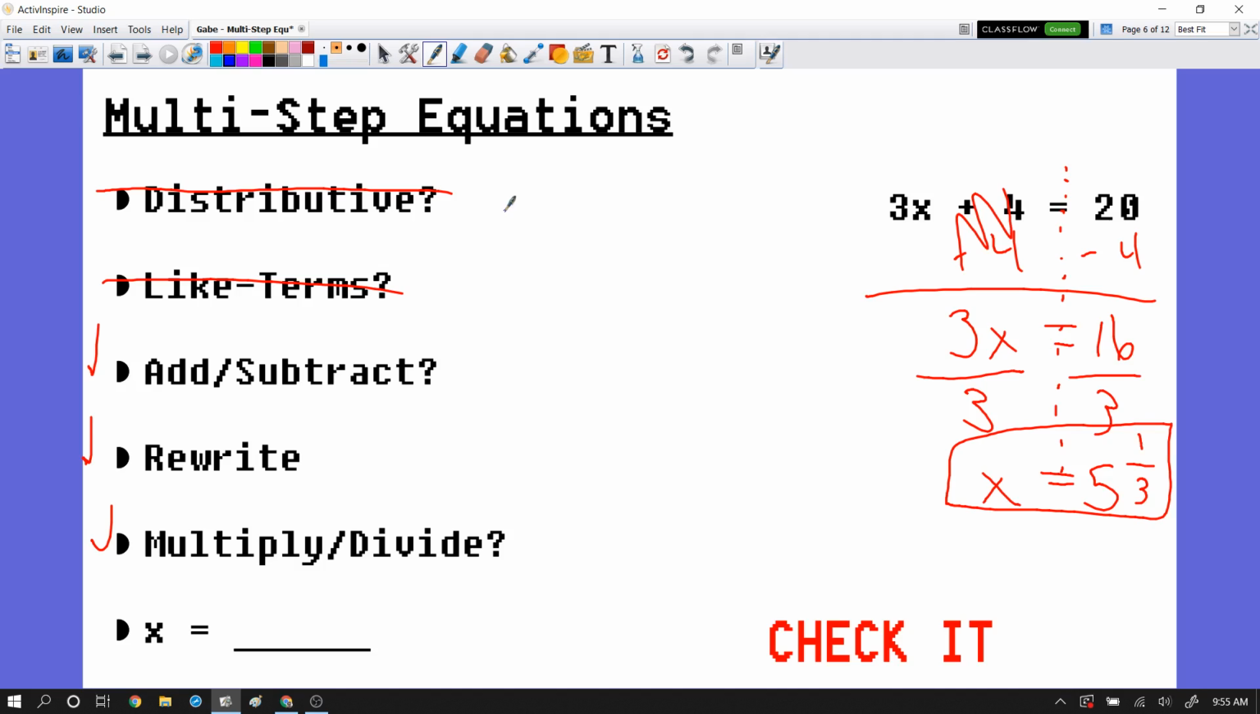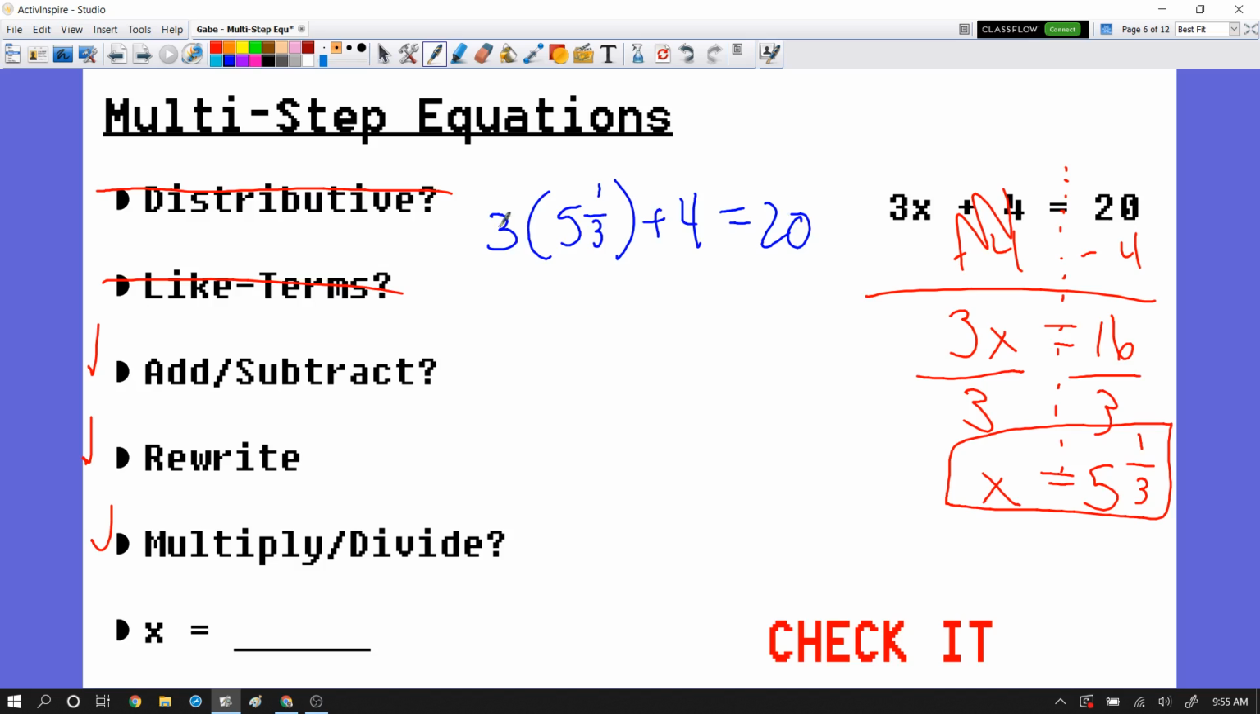To substitute it back in, you'd be doing 3 times 5 and 1/3 plus 4 equals 20. That's the thing you should have had set up for when you checked it. Now you're sitting there going like, oh my gosh, I don't remember how to multiply a whole number times a mixed number. Well, there's two ways to do this.